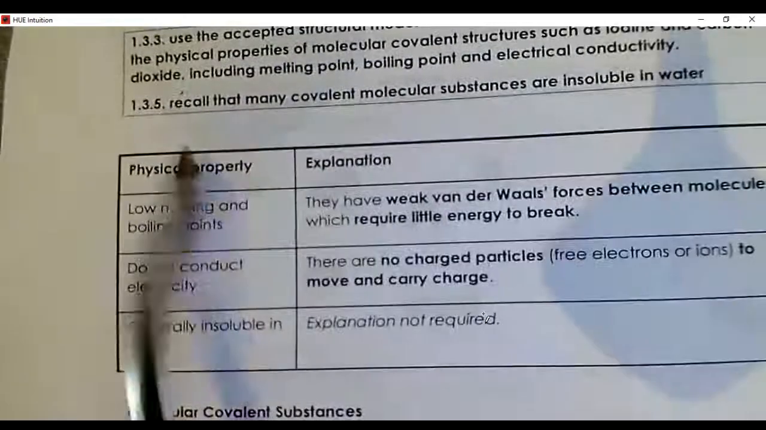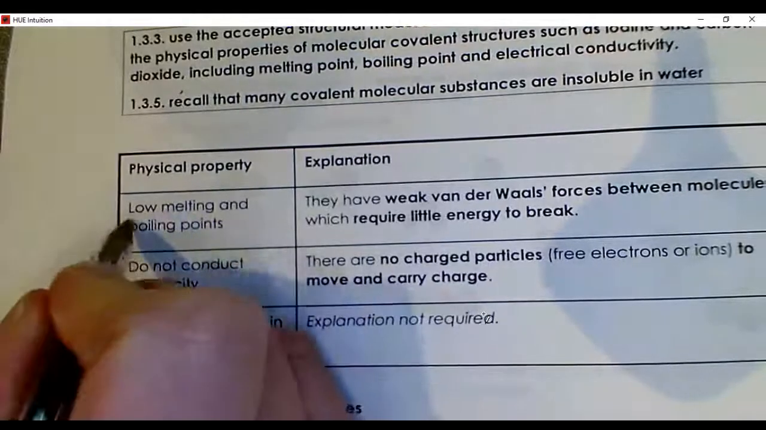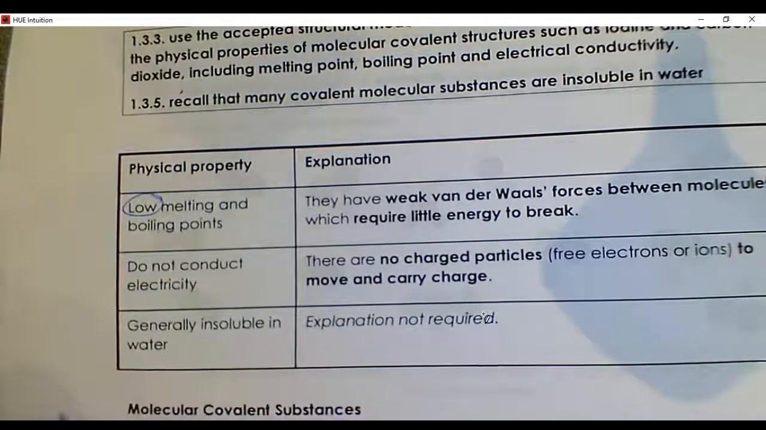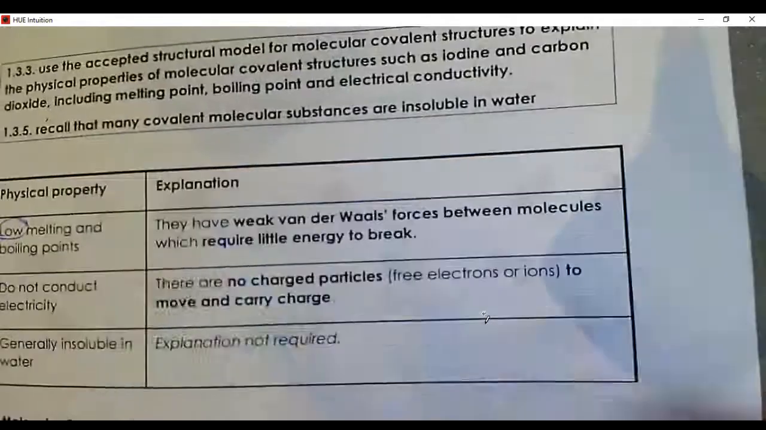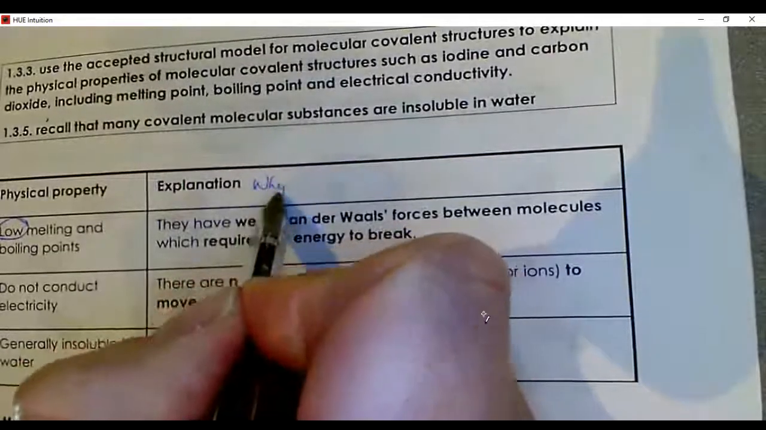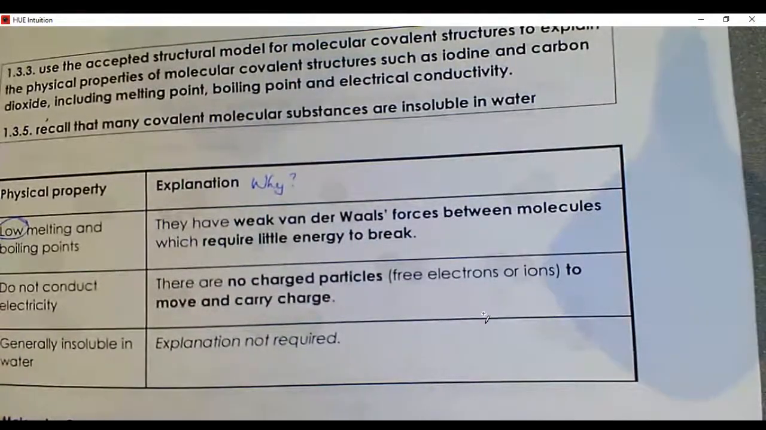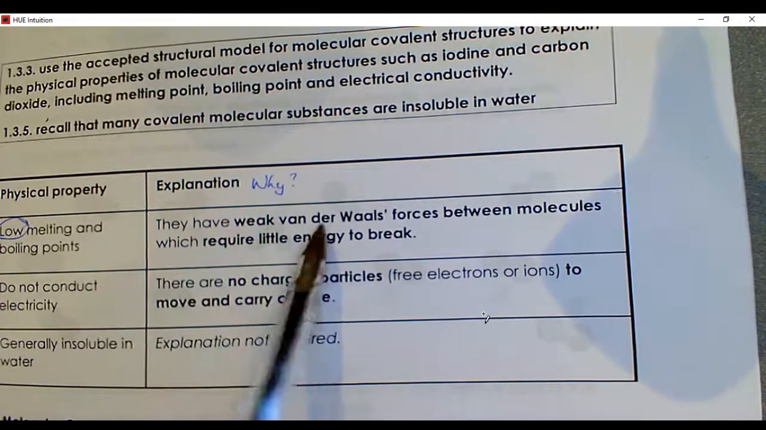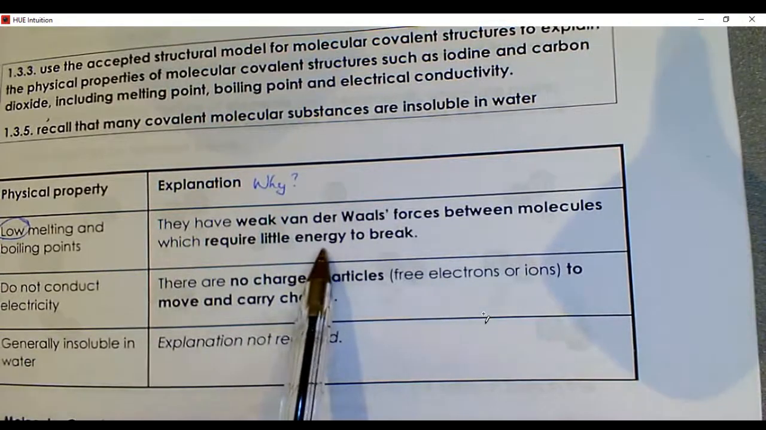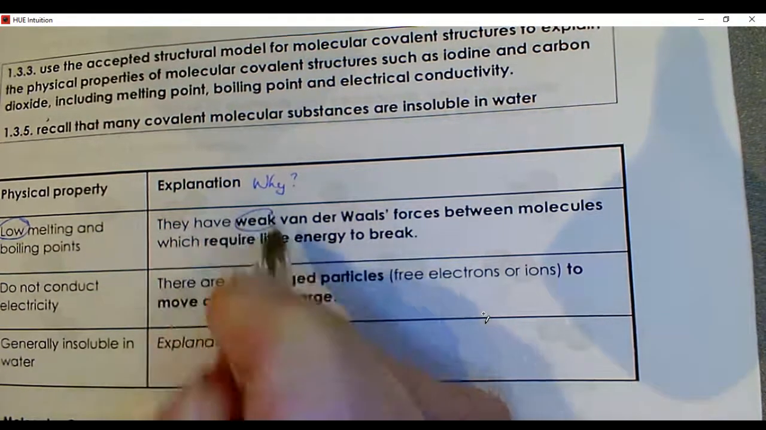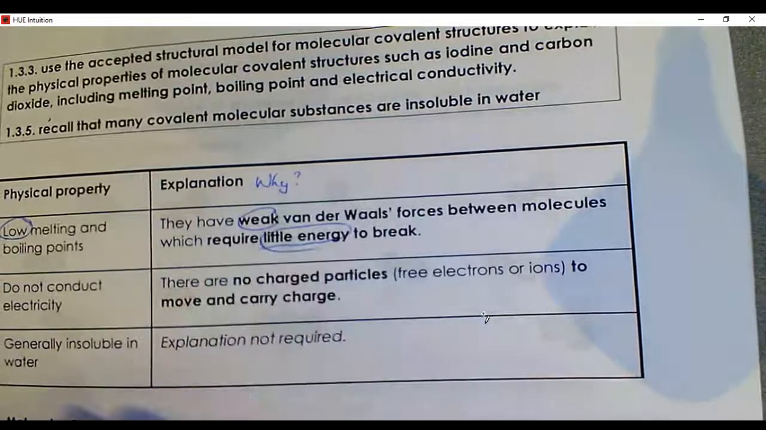So let's have a look at the physical properties. Molecular covalent substances have low melting and boiling points, as opposed to ionic, which had high melting and boiling points. And the why is very important. In an exam question, make sure you know whether they're asking you to state a property or explain a property. The why: they have weak van der Waals forces between molecules, and these require little energy to break. The less energy it requires to break bonds, the lower the melting point and boiling point are going to be. So the connection here is weak forces and little energy.